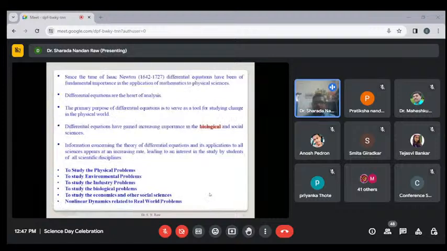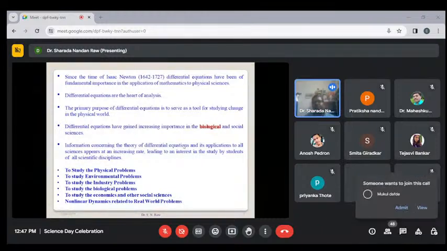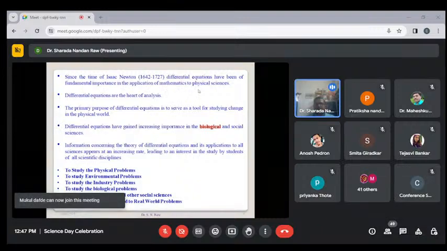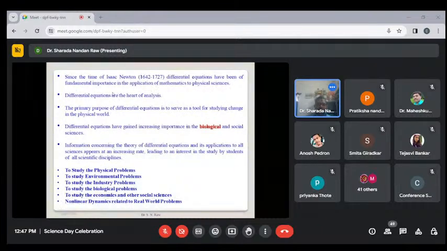These are the problems where you can do. Most of the problems can be represented in terms of differential equations. Initially, Isaac Newton used the differential equation in physical science. Since the time of Isaac Newton, differential equations have been of fundamental importance in the application of mathematics to physical science. Differential equations are the heart of analysis.